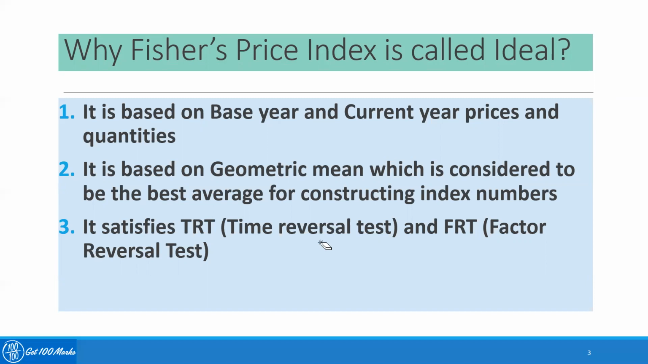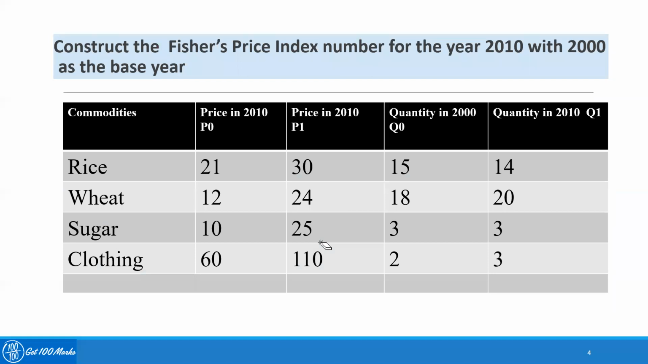Time reversal test is whether, if you change the formula from base year to current year and current year to base year, the formula will not be impacted. Whereas factor reversal test is, if you are interchanging the price and quantity, it will not be impacted much. That's why these two are very important properties of Fisher's index. And this is free from bias because we are considering all the things. Neither are we giving more weightage to the current year quantity, nor to the base year quantity. So it is taking care of all of that.